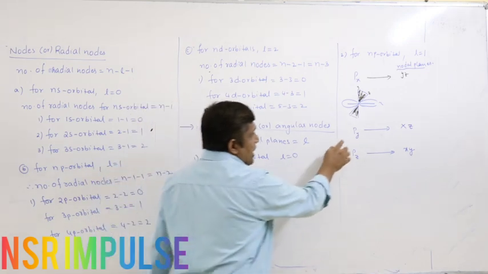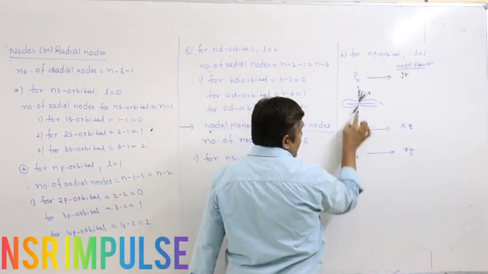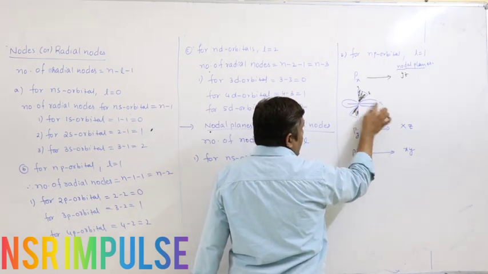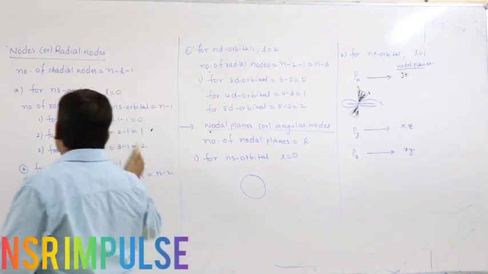In the case of py, I can assume this as the y orbital, then this will be xz. In the case of pz, I can assume this axis as the z orbital, then this will be xy. That is how you have to understand.